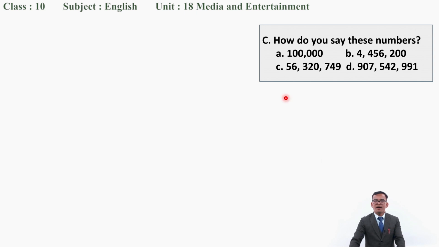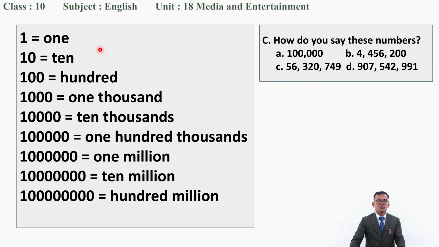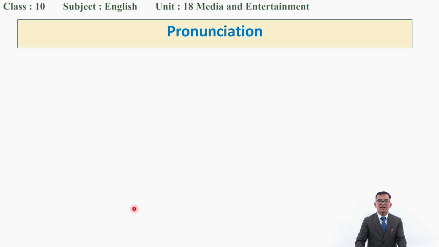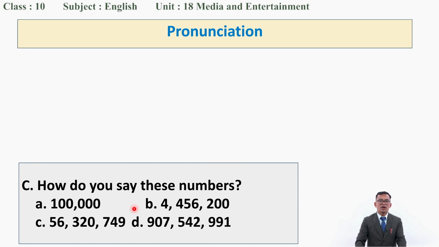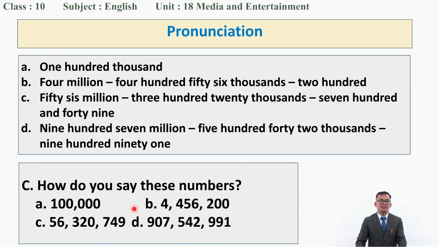Dear students, now how do you say these numbers then? Alright? Can you guess? Correct. First of all, let me show you this chart. It will say this is 1, 10, 100, 1000, 10,000, 100,000, 1 million, 10 million, and 100 million. Right? So, how do you say these numbers then?